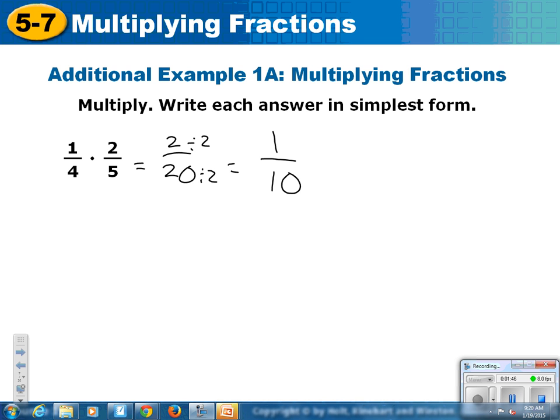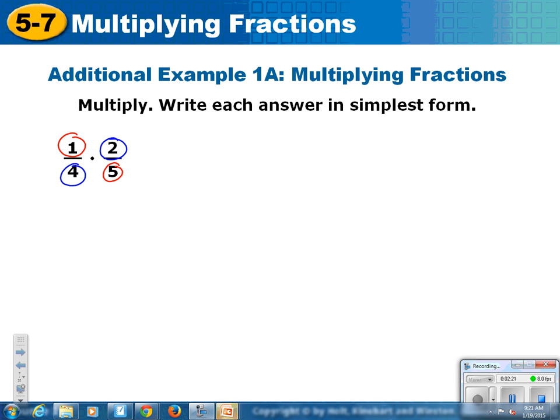Now, the last thing I want to tell you about, we can reduce before we multiply. Now, don't get this in your head that, oh, I don't need to worry about this, I'll just reduce at the end. Watch. These numbers, I'll circle the ones that go together, in different colors.